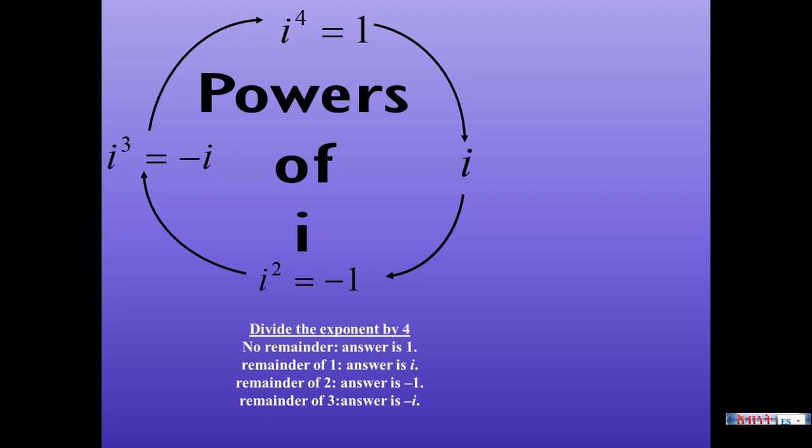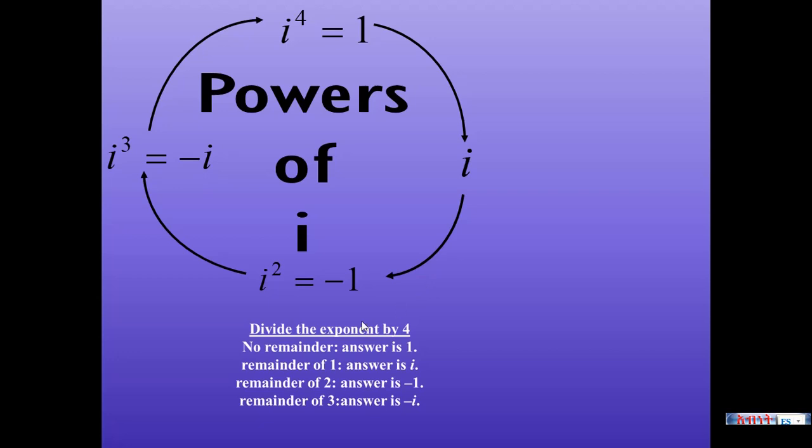Now, in order to understand the powers of i, let us see this circle. Look, i to the power of 3 is minus i, i to the power of 4 is 1, i squared is minus 1, and i by itself is i. So, if we get some large power, for example, i to the power of 100, or i to the power of 1000, to simplify that, you have to divide the exponent by 4. And then, if the remainder is 0, the given expression will be equal to i to the power of 0.